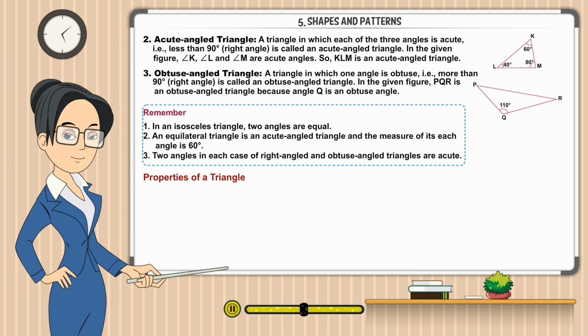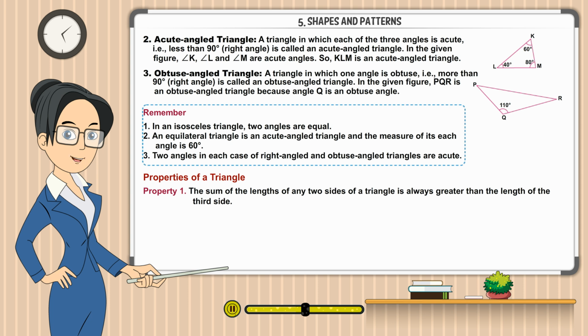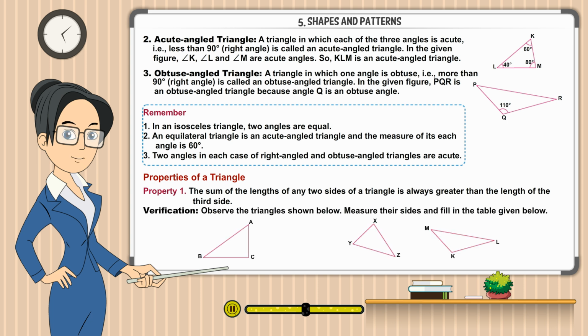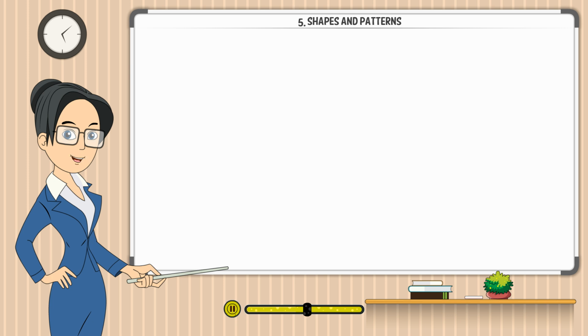Properties of a triangle. Property 1. The sum of the lengths of any two sides of a triangle is always greater than the length of the third side. Verification. Observe the triangles shown below. Measure their sides and fill in the table given below. Now complete the table given below.